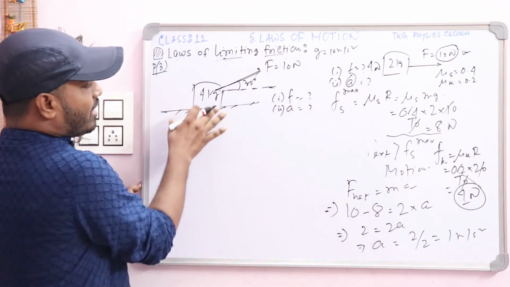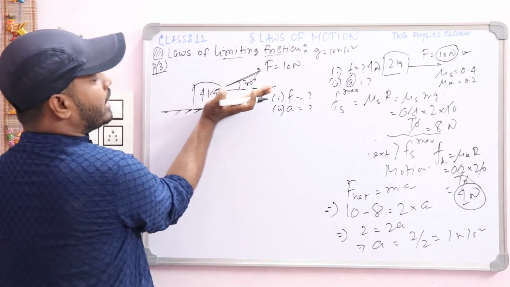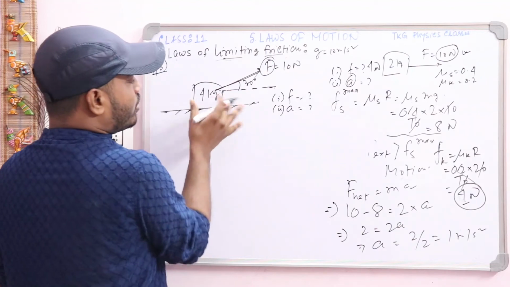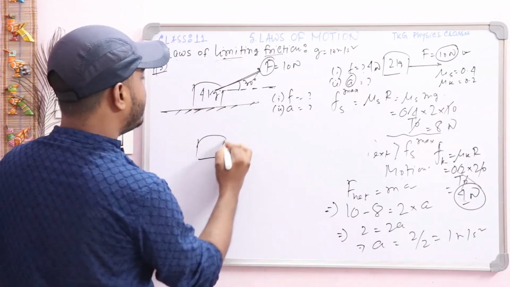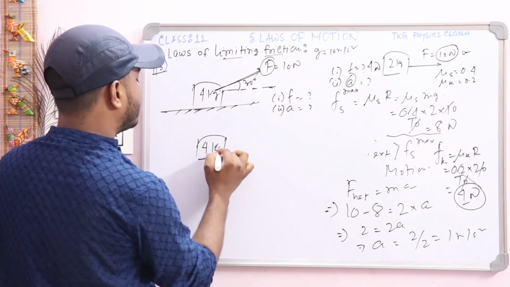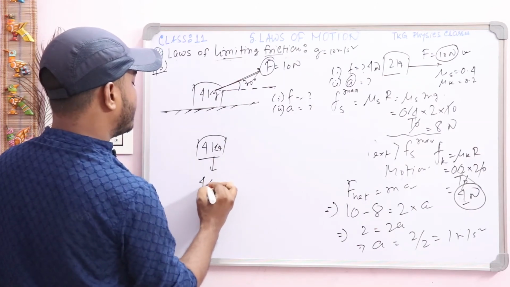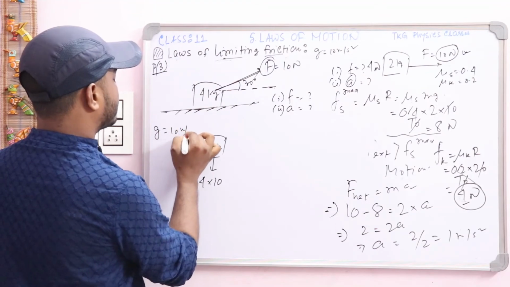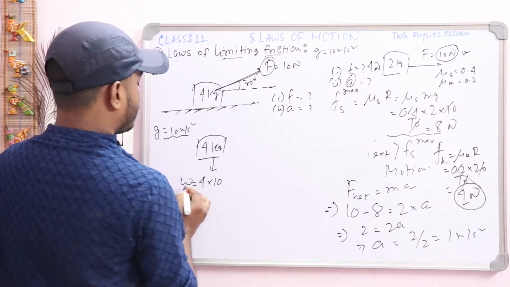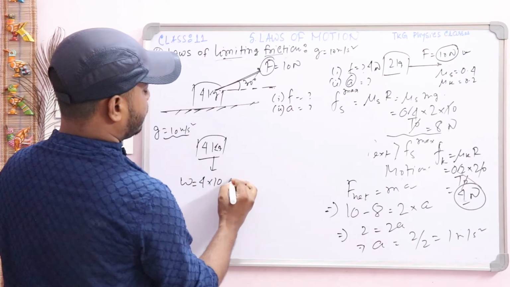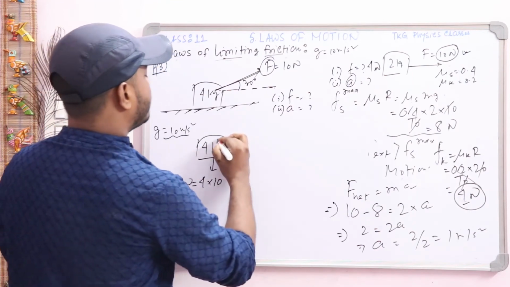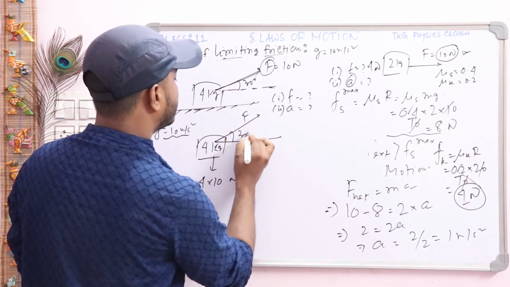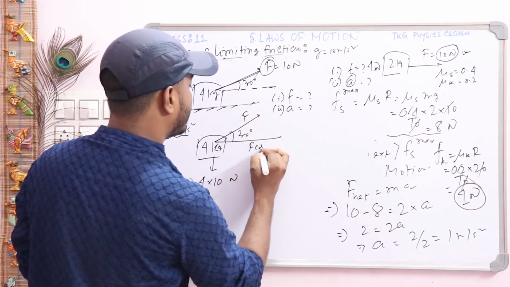Here the force is directed at an angle, so the force has two components. So you make the FBD. For 4 kg, 4 into 10 is the weight. You consider g equal to 10 meter per second square for simplicity. So W equals 4 into 10, that is 40 Newton. The force is directed in that direction, and this is the angle 30 degrees. So this value is F cos 30.